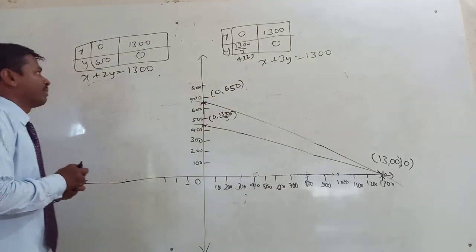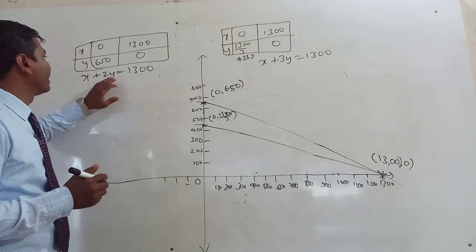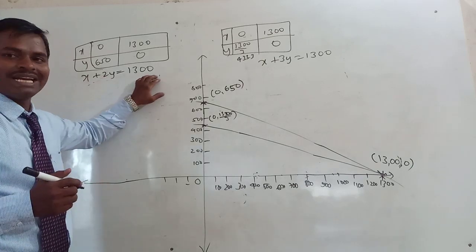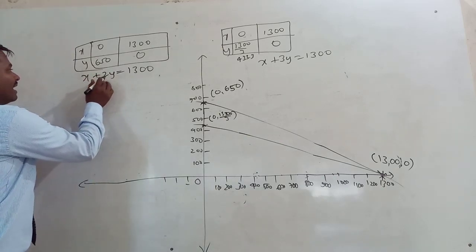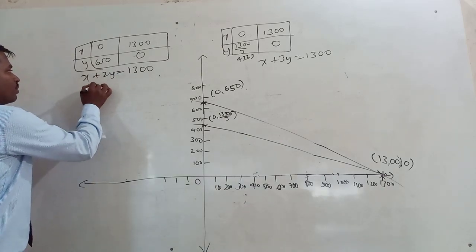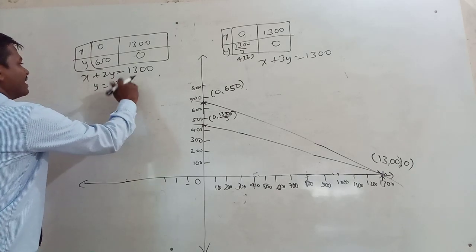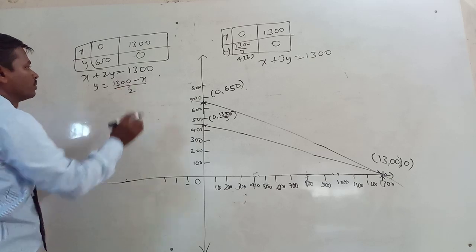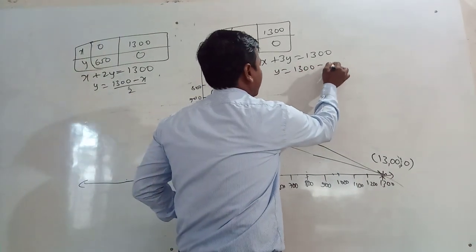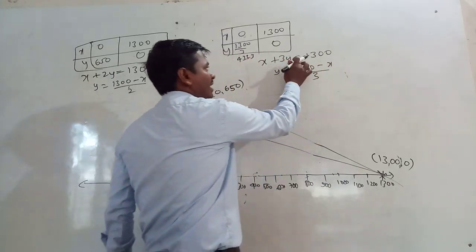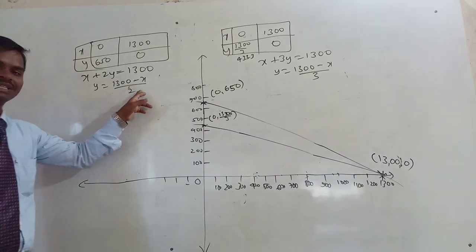Now, using these equations, I will get x and y values. When I shift the alternate terms to one side, I will write in terms of y only. 2y, I will take here, I will shift x that side: y equal to (1300 minus x) divided by 2. Here, y equal to (1300 minus x) divided by 3, because 3y is here, 3 will come this side. 2y is there, 2 will come this side.